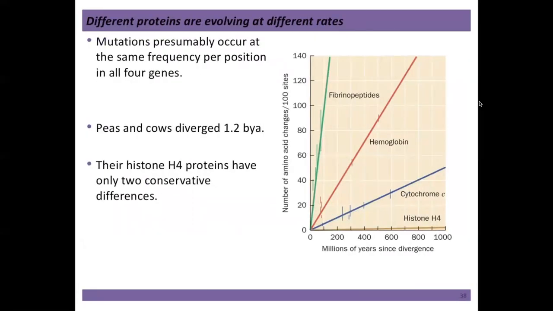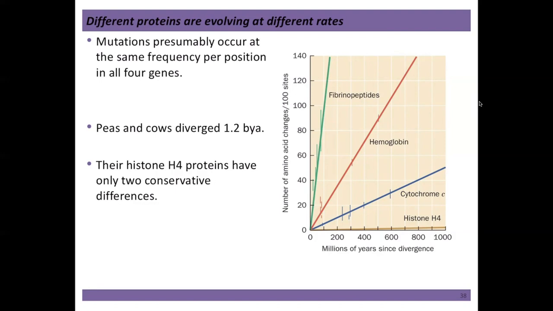Now, what we do find is that the evolution of proteins occurs at different rates. So one protein, histone H4, that's used for wrapping DNA, actually hasn't really changed over millions of years. And so we can tell that because you look at different organisms and they have very few substitutions. Such as peas and cows, we can look at the record and they diverge about 1.2 billion years ago, and there's only 2 differences in their amino acid sequences, and they're conservative substitutions.